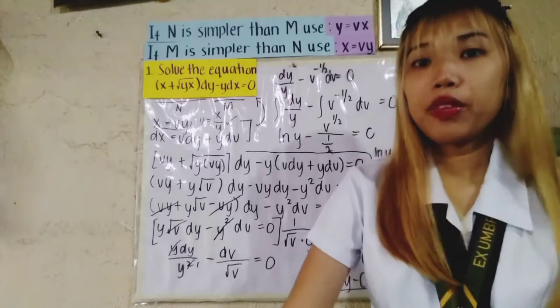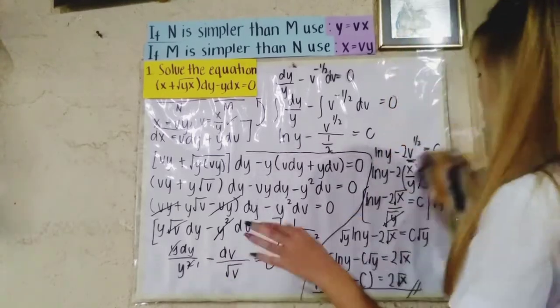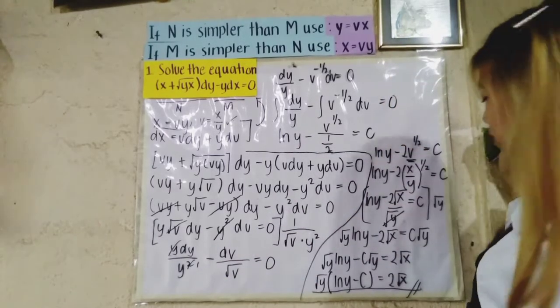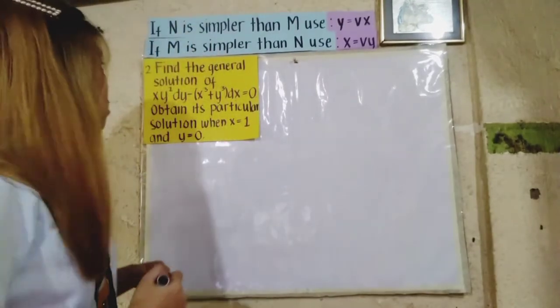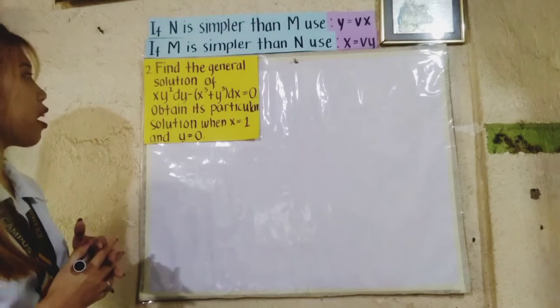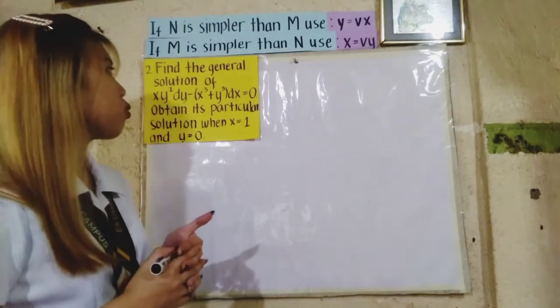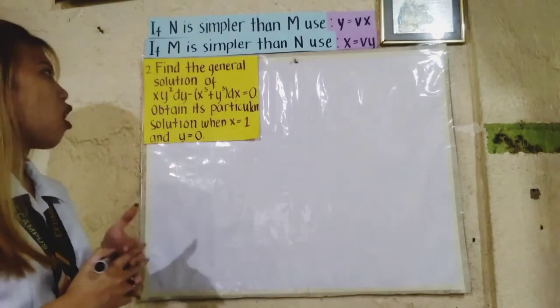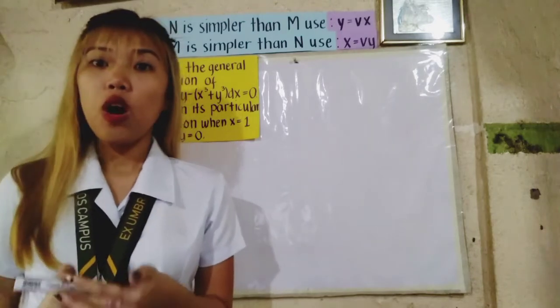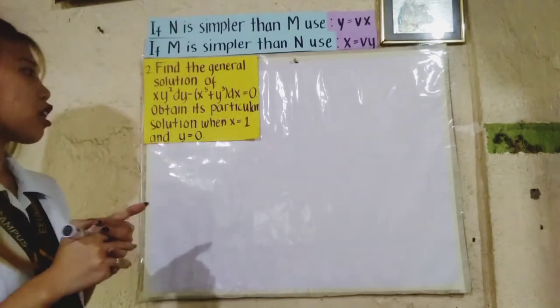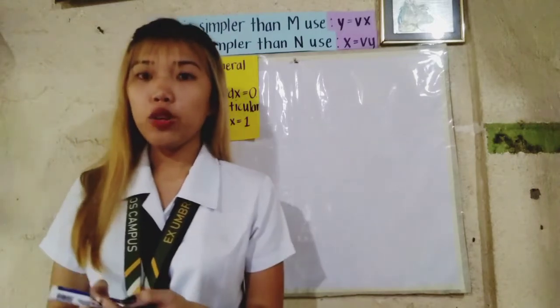Proceed tayo sa example number 2. Find the general solution of xy squared dy minus x cubed plus y cubed dx equal to 0. Obtain its particular solution when x is equal to 1 and y is equal to 0. Pag sinabi natin na obtain its particular solution is magkakaroon tayo dito ng value ng c.